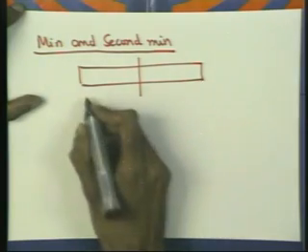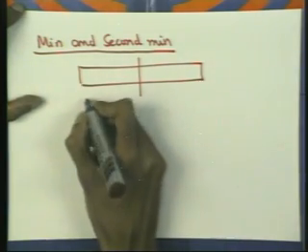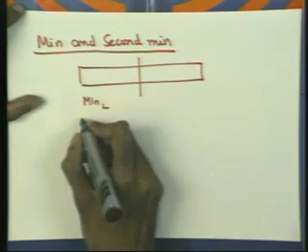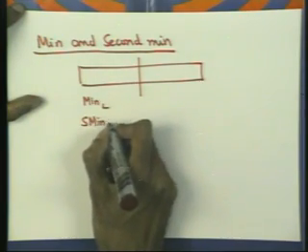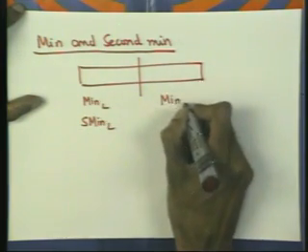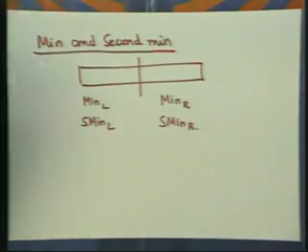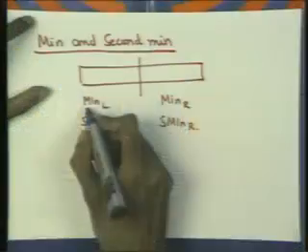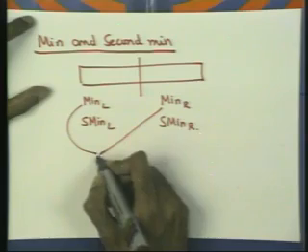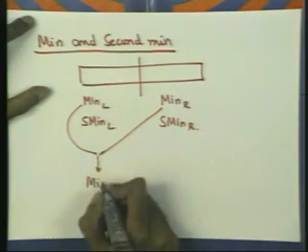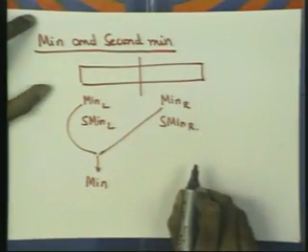I find the minimum and second minimum here. So let's say min left and second min left, min right, and second min right. I found these four values, and now I want to find the minimum and second minimum for the entire array. The minimum is not a problem. I just compare min L and min R, and the smaller of these two is the minimum. Now what do I do about the second minimum?